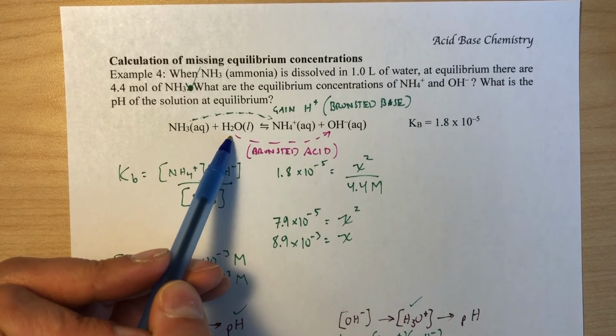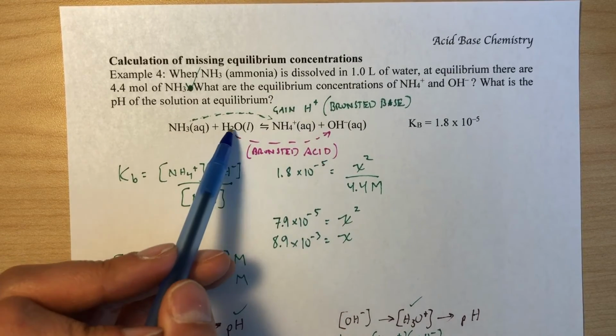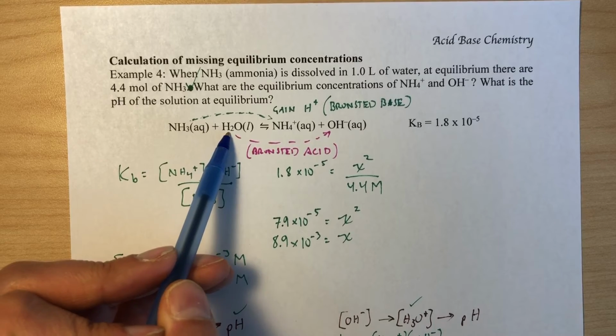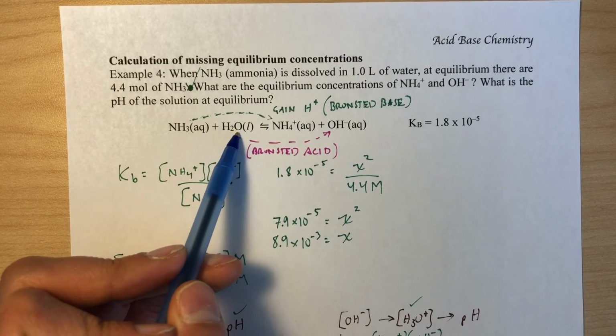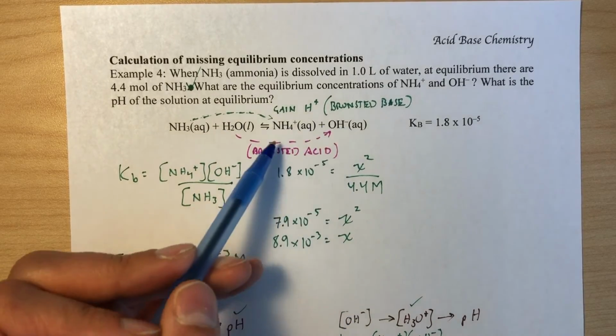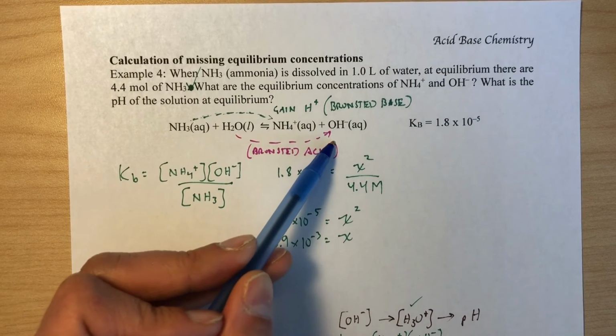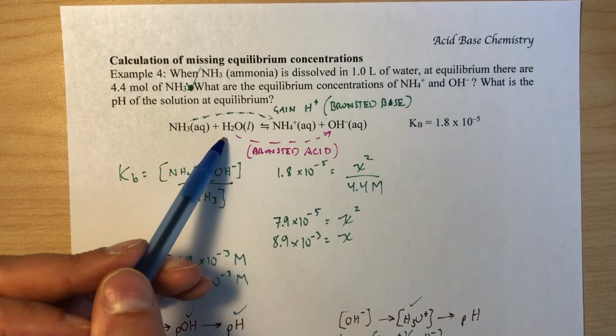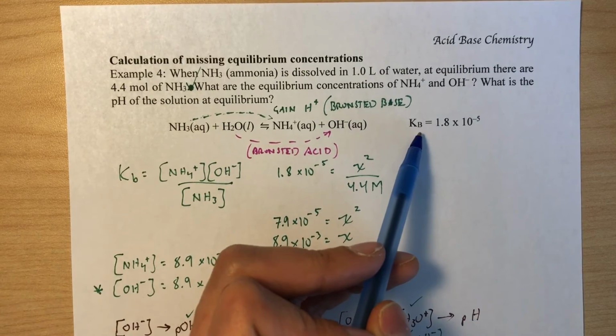Similarly, you have water going to hydroxide, which is losing a hydrogen atom. You'll go from 2 hydrogen atoms to 1, and the charge is dropping. It's going from neutral down to -1. So this is a Bronsted acid as it is losing a proton. Water is acting as a proton donor. The Kb also gives it away.